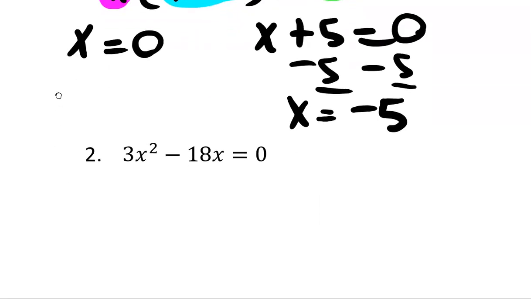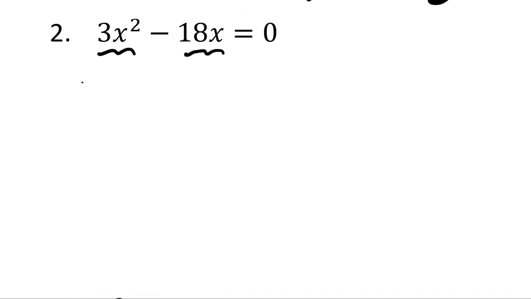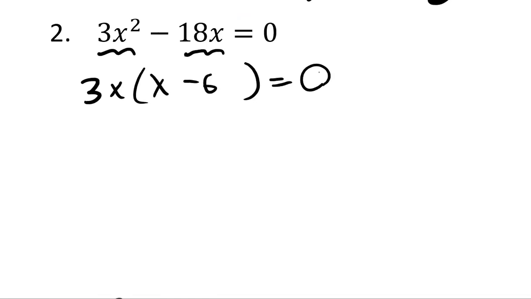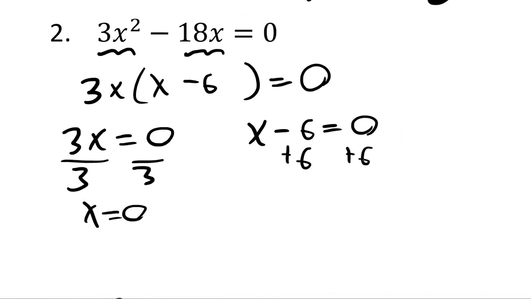Looking at a slightly more complicated example here, we've got 3x squared minus 18x equals 0. Our formula for this is to get the GCF and then use the zero product rule. So what's the greatest common factor between 3x squared and -18x? That would be 3x. And if we factor out 3x, it would leave us with x minus 6. Now we can do the zero product rule, set each individual piece equal to 0. Here we can divide by 3 to solve, so x equals 0. Here we can add 6 to solve, so x equals 6, and we're done.